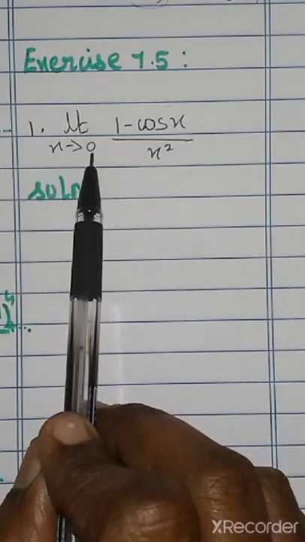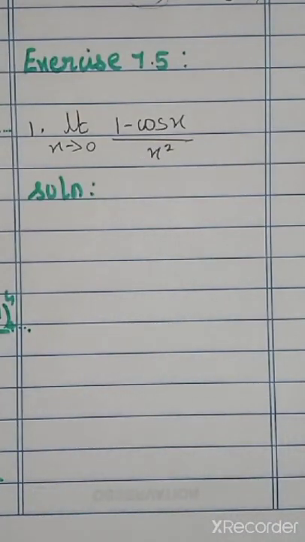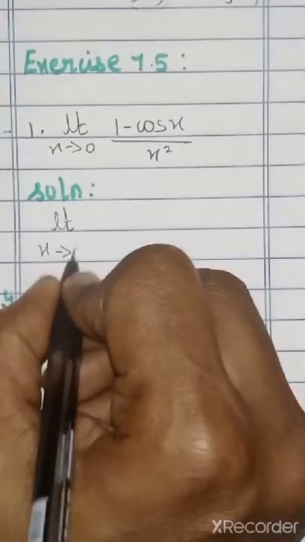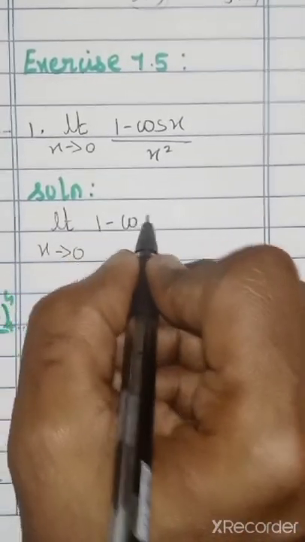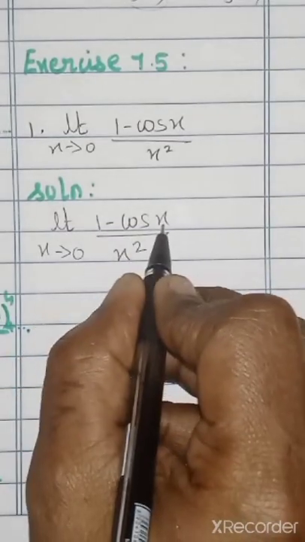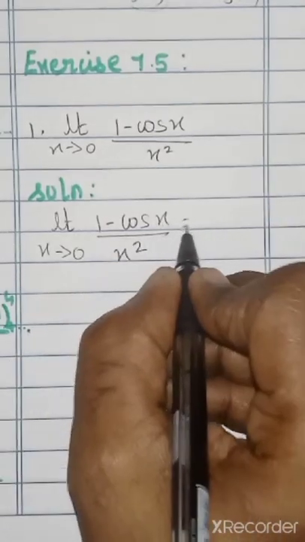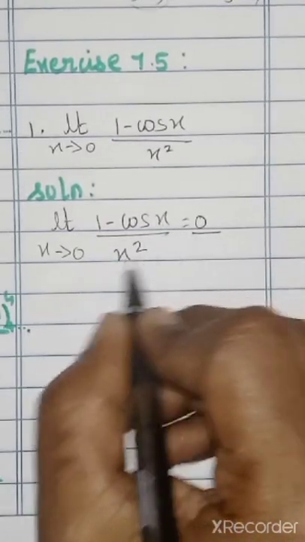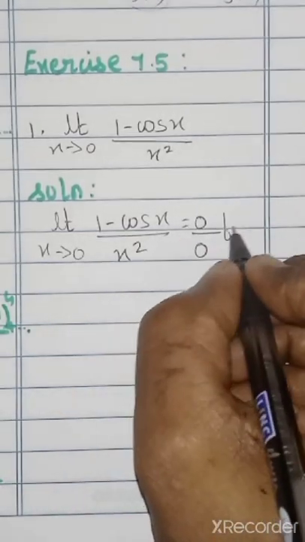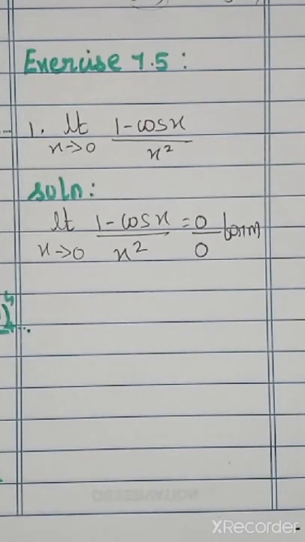Limit x tends to 0, (1 minus cos x) by x squared. If we substitute x equal to 0 here, what is cos 0? 1. 1 minus 1, 0, by x squared, 0 squared is 0. Okay, so 0 by 0 form. This 0 by 0 is your indeterminate form, correct?